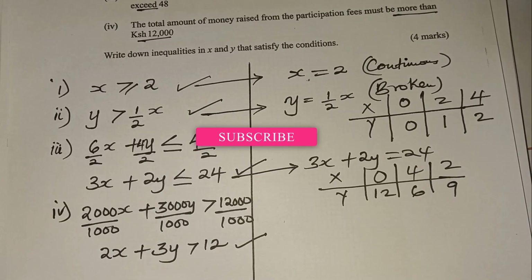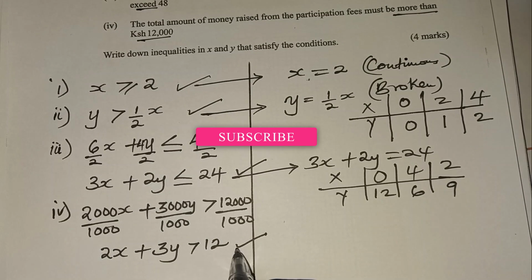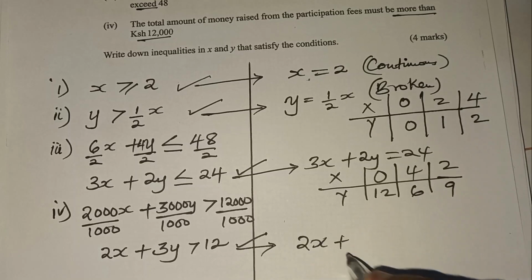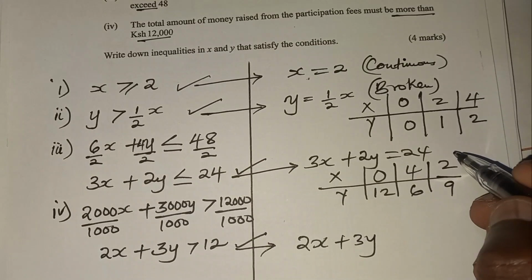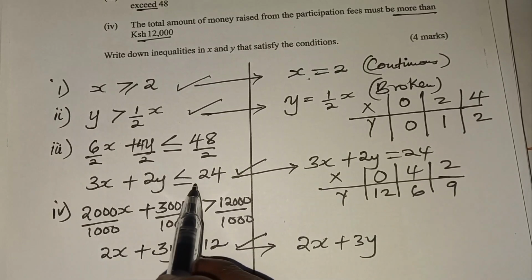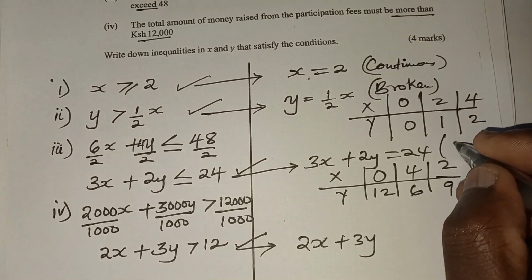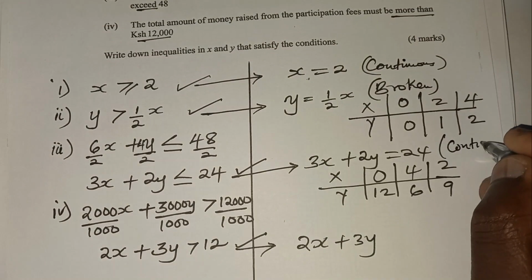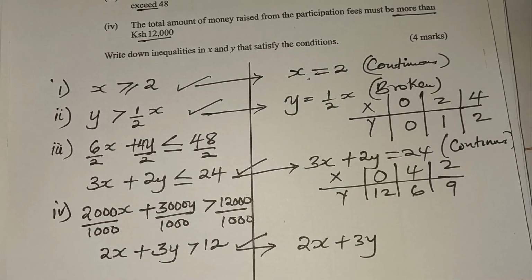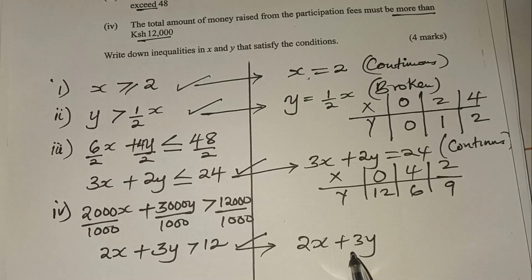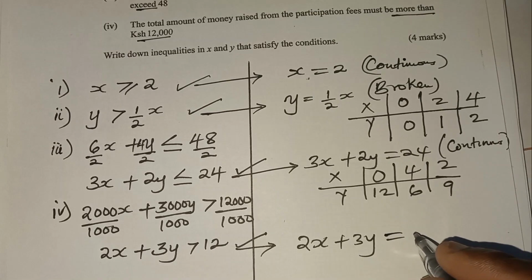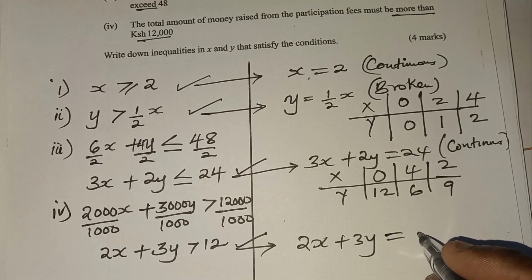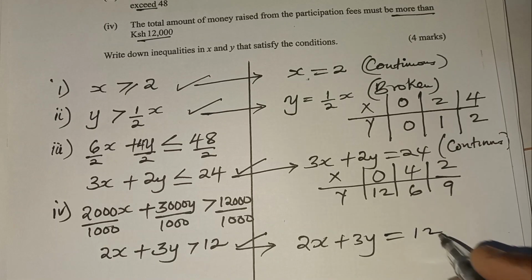Then the last one we have is 2x plus 3y. The line you're going to draw is on this line, before I forget, less than or equal to. There is an equal sign. So this should be a continuous line. Let's go to this, 2x plus 3y is greater than 12. So the line that you're supposed to draw is 2x plus 3y is equals to 12.